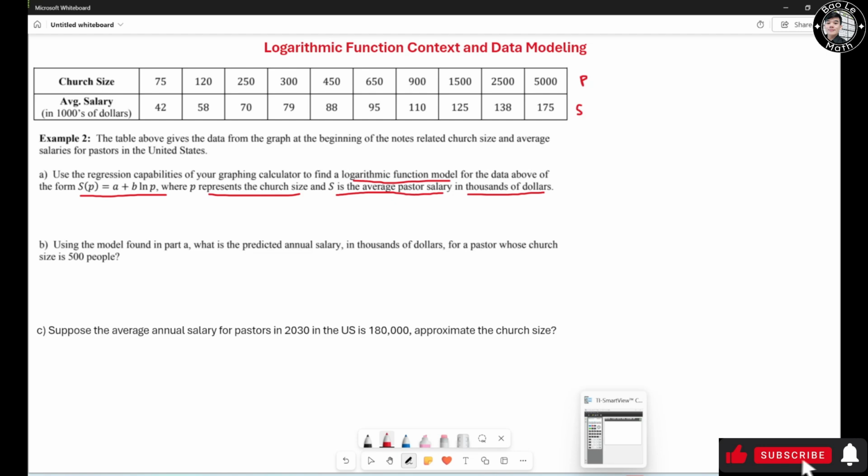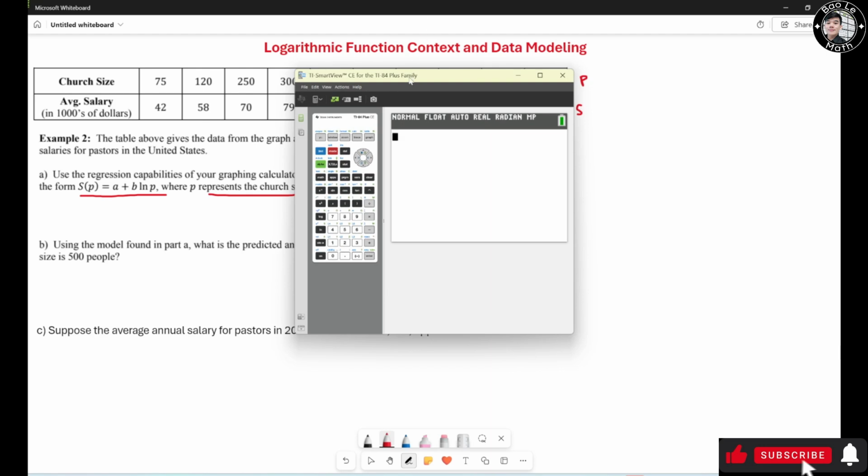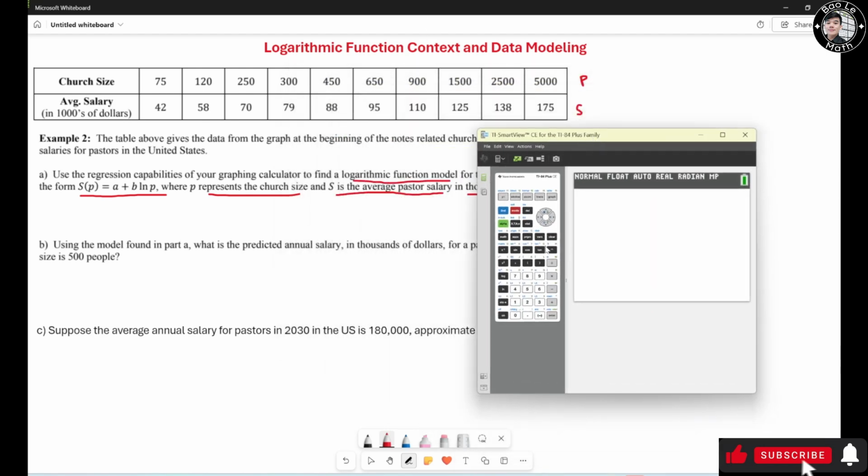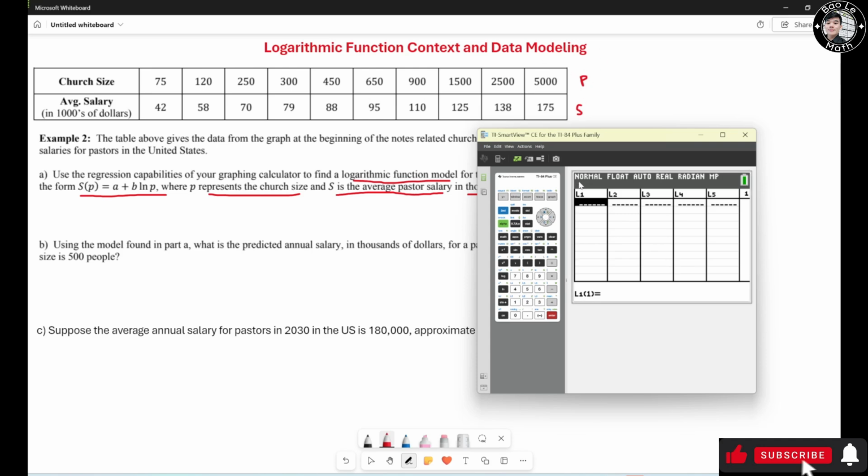So we're going to pull up the calculator. Now I'm going to show you 2 different ways to do it using 2 different calculators. First, I'm going to use the TI-84 calculator, right? So I'm going to hit stat, edit. Now L1, which means the P values, L2, which means the S values right here, right? So I need to input the values. So it's going to be 75,000.